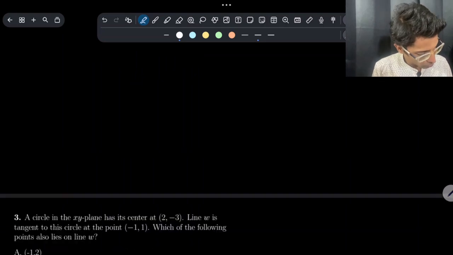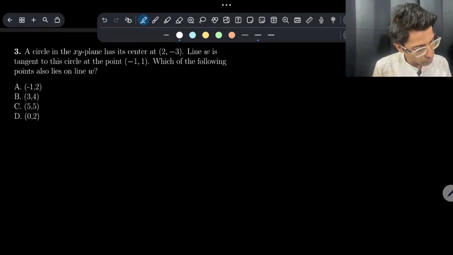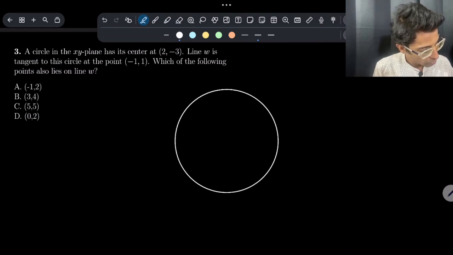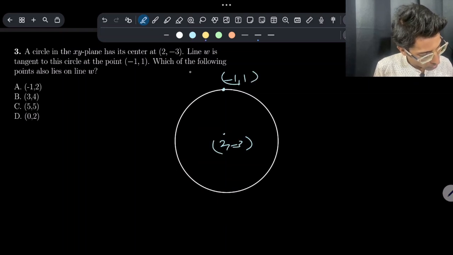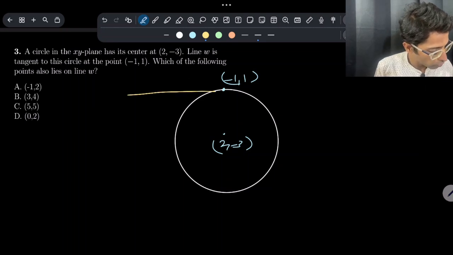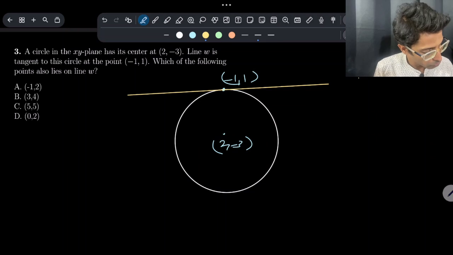Let's go to the next problem. A circle in the xy-plane has its center at (2, -3). Line W is tangent to this circle at the point. So let's quickly draw the circle. Here is the center of the circle, and then line W is tangent to the circle at (-1, 1). So let's draw a line which is tangent at this point. Let's call that line W. And which of the following points lies on the line W?